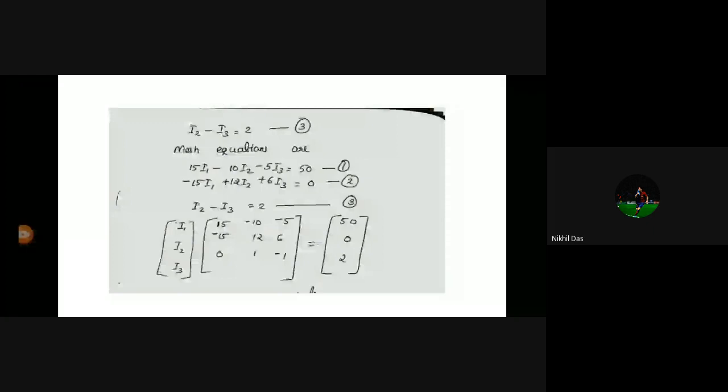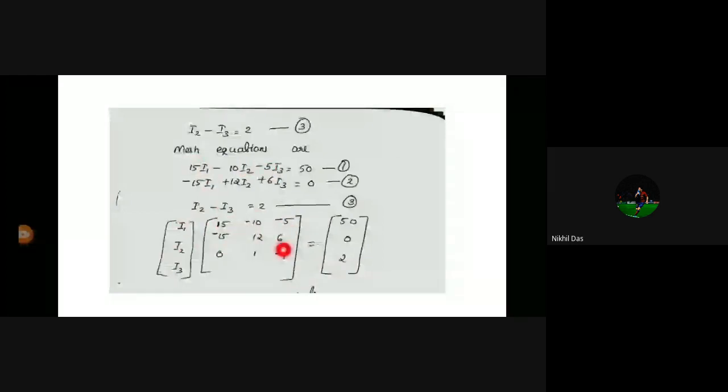So you can write the equations. These two matrices can be written in this manner. First is the column matrix, second one is the coefficient matrix. So the coefficients are written in this matrix. This is a column matrix, and this has rows and columns. So coefficients are written in this manner.